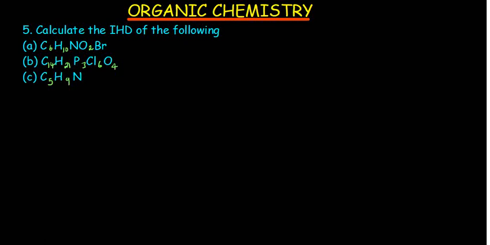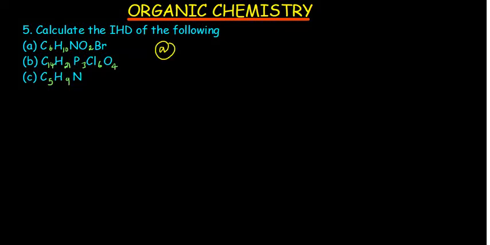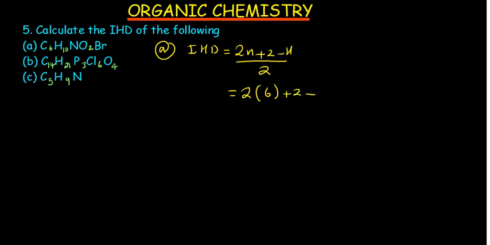So we continue now going over IHD. So the first one here, calculate the IHD of C6H10NO2Br. So IHD is given by 2N plus 2 minus H divided by 2. So this is going to give us 2, the number of carbons, so that is 6, and then plus 2 minus. Now we have got how many hydrogens here? There are 10 hydrogens for question 1.